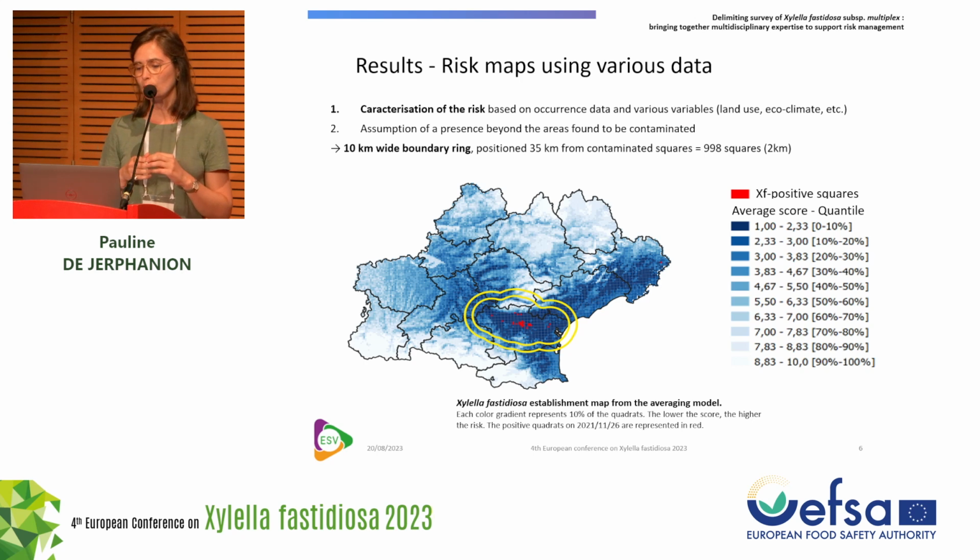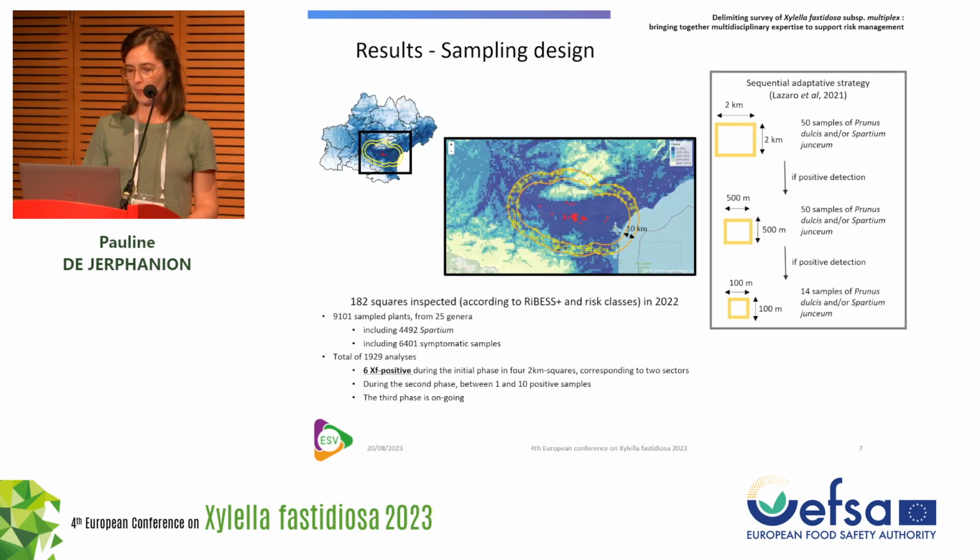And that's why we have drawn a 10 kilometer wide boundary ring positioned 35 kilometers from the contaminated areas. So on this boundary ring, you can see in yellow on the map, we have adopted a sequential adaptive strategy from Lazzaro et al. So the first step was sampling on 182 squares. We defined this sampling according to the tool RiBESS+ of EFSA and the different risk classes.